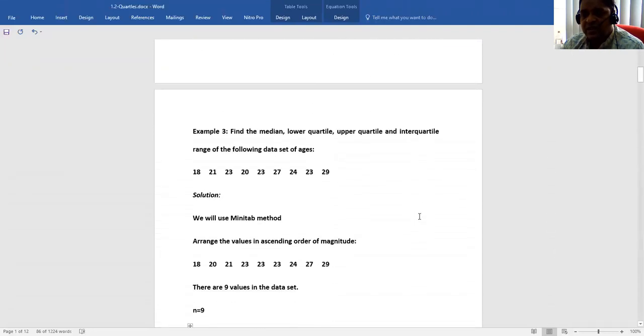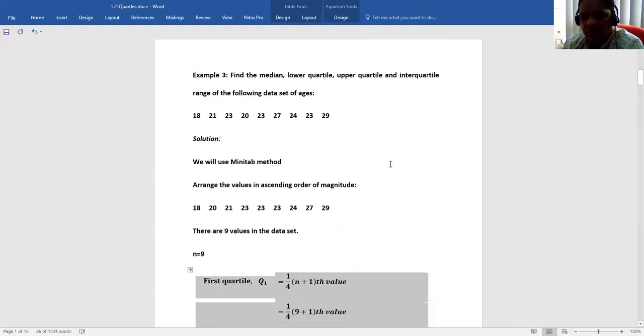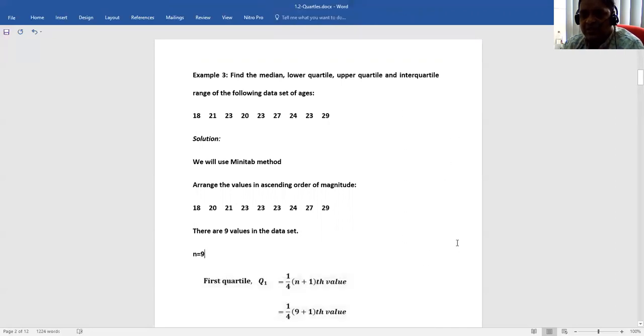Let us calculate the quartiles from ungrouped data. These are the ages of the people. We are going to calculate the quartiles by the Minitab method. There are also many other methods. I'll give you the other methods in the reference, but for me this is the easiest one, and I think you will enjoy this method.